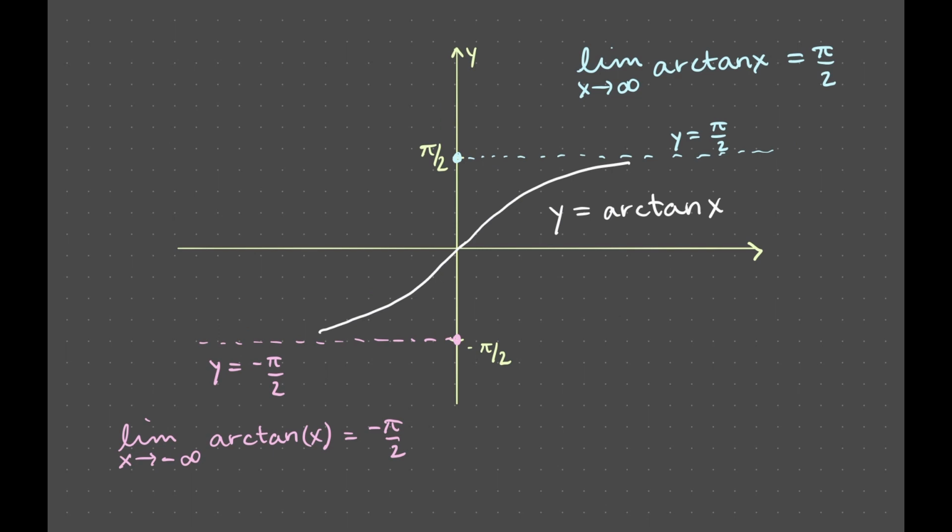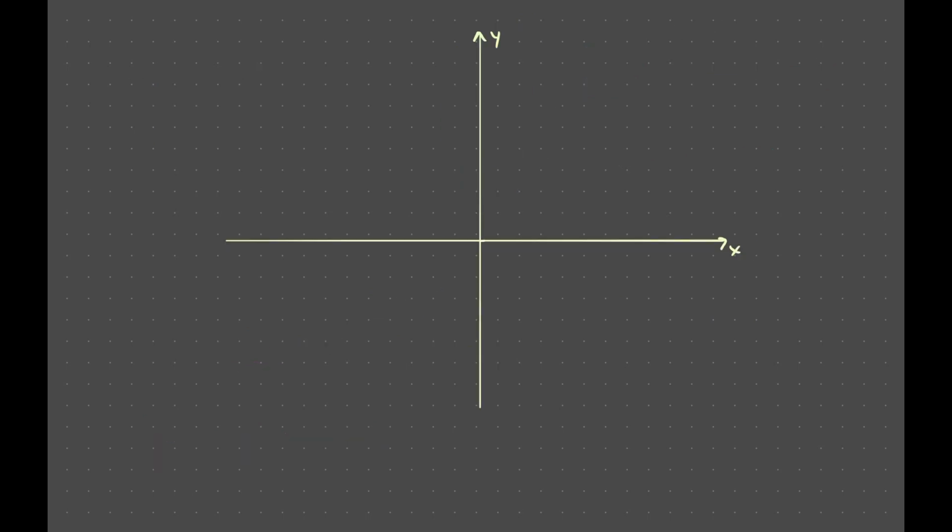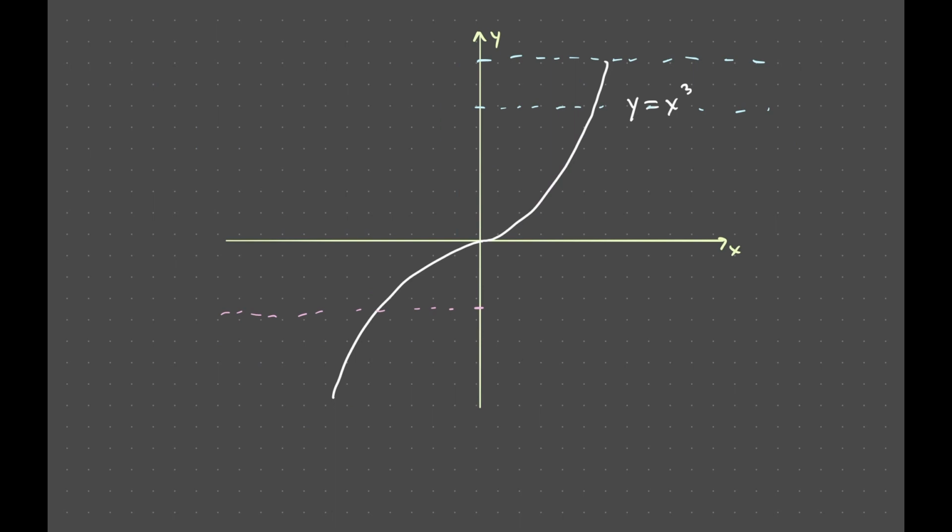This end behavior of arctan can be seen from the corresponding limits of tangent. As x goes to plus or minus pi over 2, tangent of x tends to plus or minus infinity. Alternatively, the asymptotes of arctangent can be seen from its graph, which is obtained from the graph of tangent by reflecting about the line y equals x. Some functions have no horizontal asymptotes, such as the function f of x equals x to the third, whose graph doesn't approach any horizontal line.